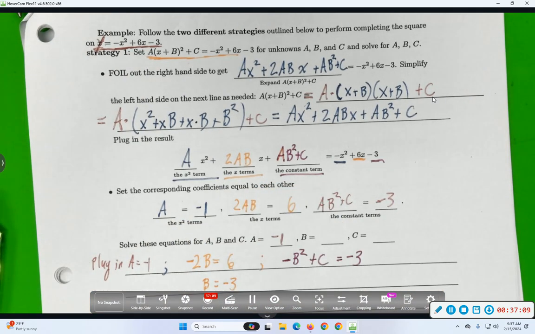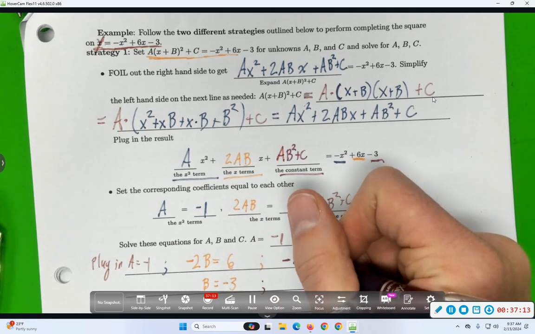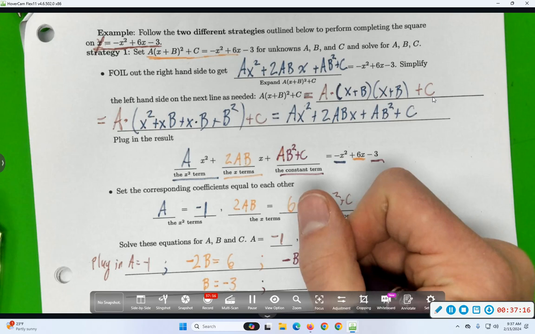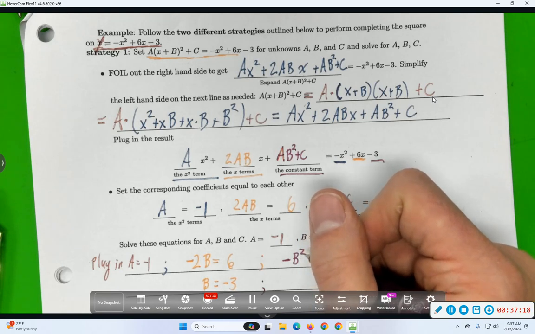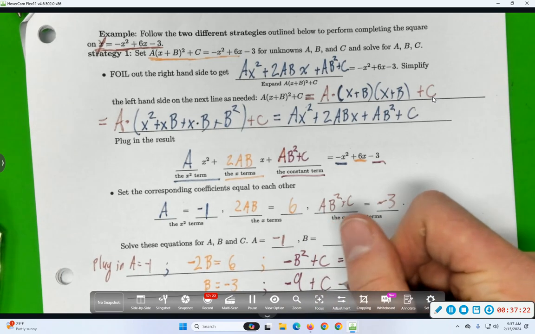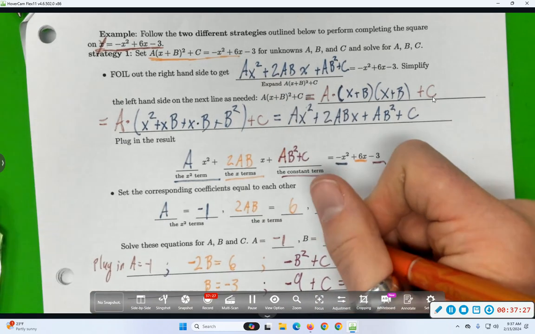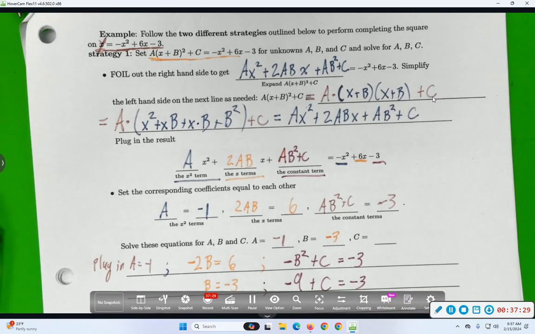So that means I can plug in b equals -3. Let's see, there's a square, so -3 squared is +9, but then there's a negative sign in front of it. So -9 plus c equals -3. All right, so can you solve that for c? What do you get? 6. Cool.